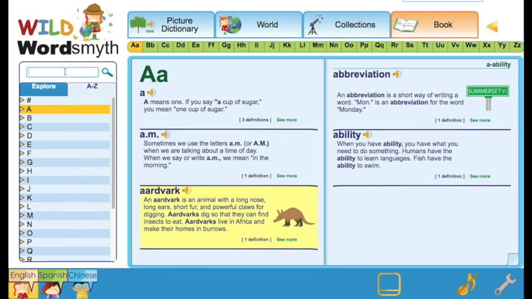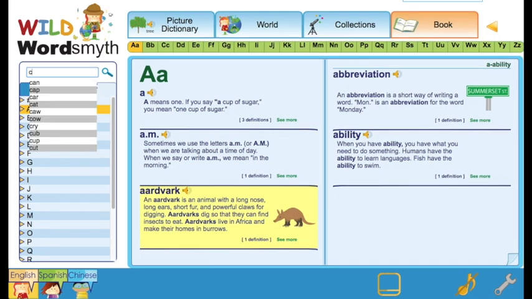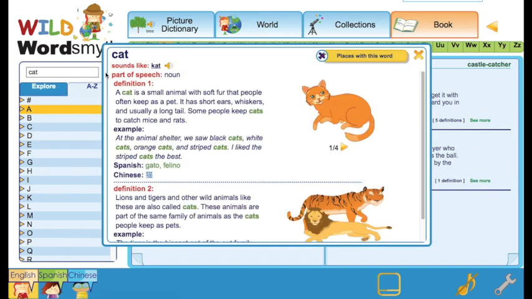The simplest and most direct route to a word is by using the search box on the left, typing in a word and clicking the magnifying glass.